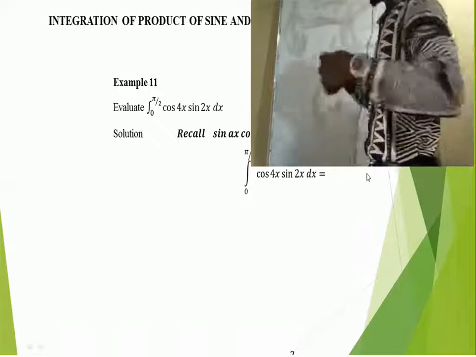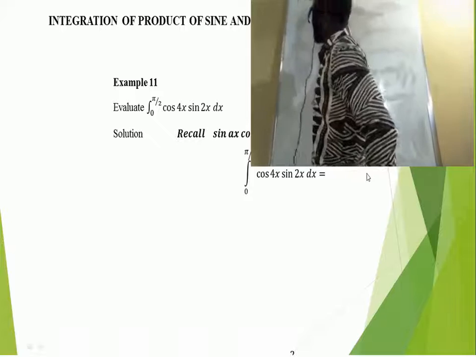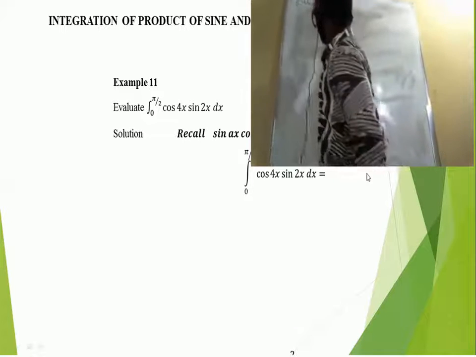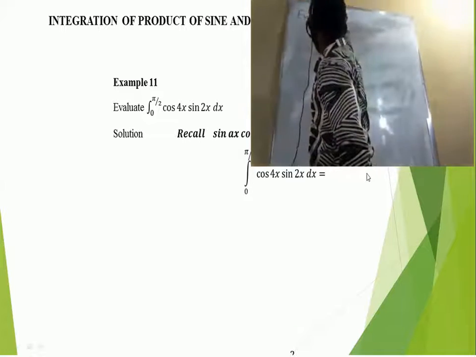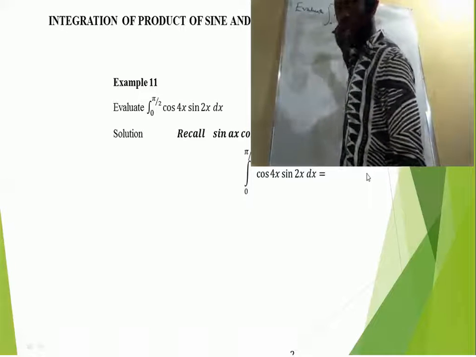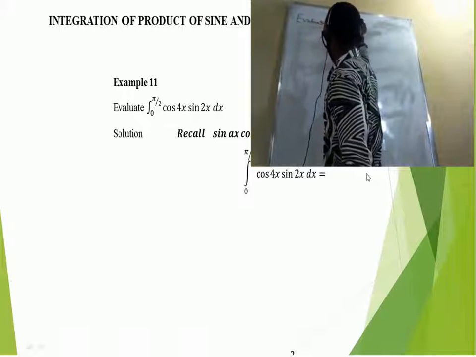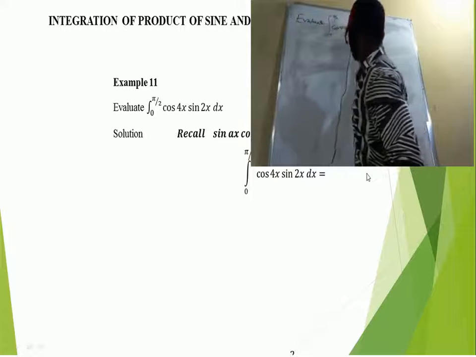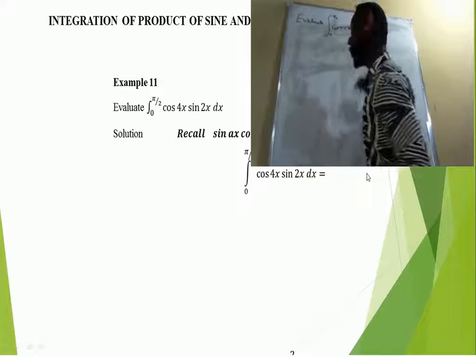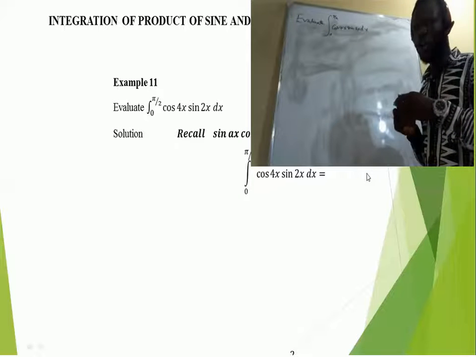The second question says you are to evaluate, you integrate from pi over 2 (upper limit) to 0 (lower limit), that is cos 4x sine 2x dx. Why to integrate this? Then the cos of this.